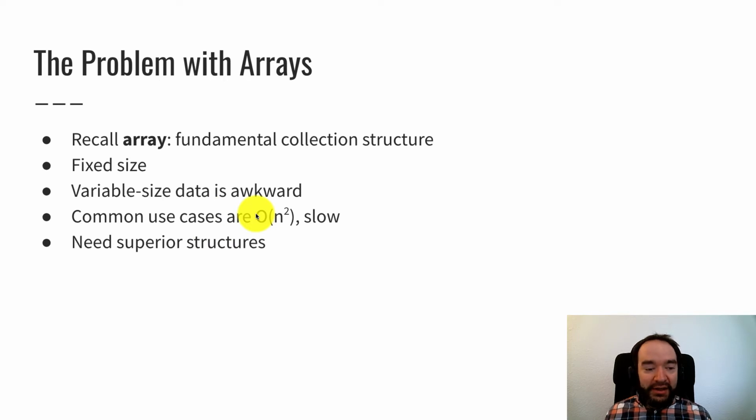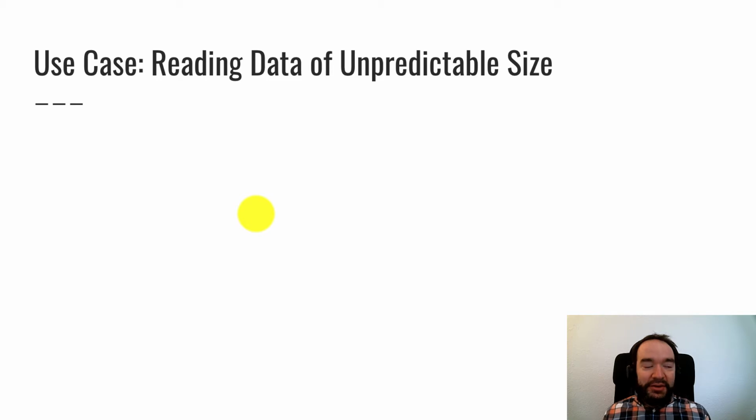We're going to go into one in a moment efficiently. And as a preview, the vector is one data structure that can handle variably sized data better, and a linked list also can handle variably sized data more efficiently and more easily. So let me be specific about one use case that is inefficient if you use a plain array. That's reading data of an unpredictable size.